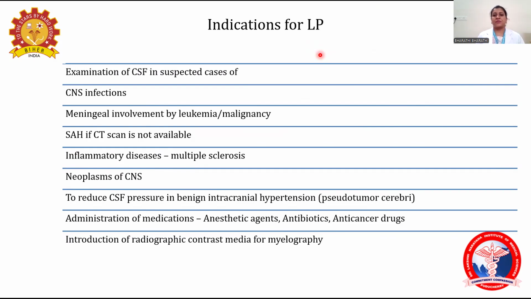In inflammatory diseases like multiple sclerosis, I told you about oligoclonal antibodies, which are present in the CSF. Other than that, neoplasms of the CNS can also enter the CSF. In some cases of tumor, to reduce CSF pressure, and in benign intracranial hypertension also, we go for lumbar puncture. Medications like anesthetics, antibiotics, and anti-cancer drugs can also be administered by lumbar puncture. And in myelography, dyes are also introduced through lumbar puncture.